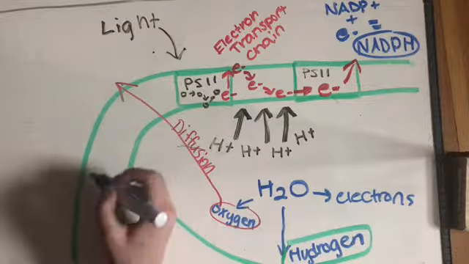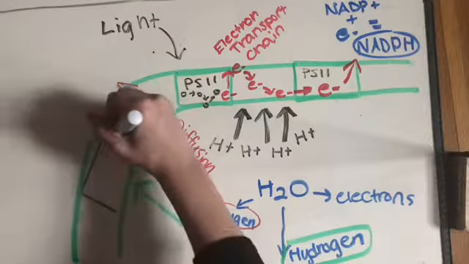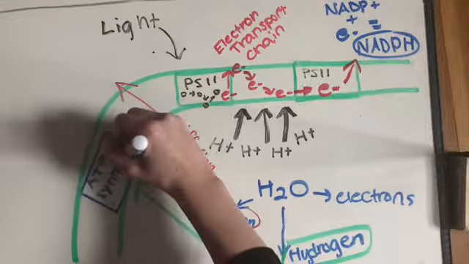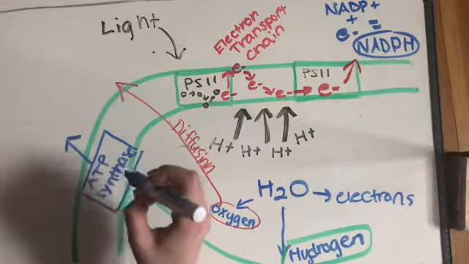So to recap, light-dependent reactions depend on light and water, which are the reactants, and after many steps and processes, we get ATP, NADPH, and oxygen as our products.